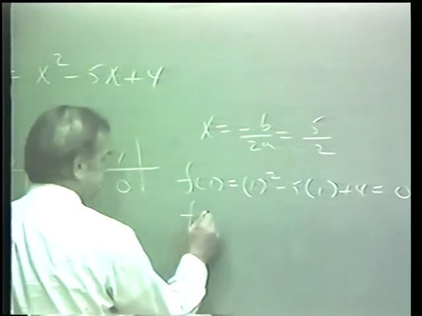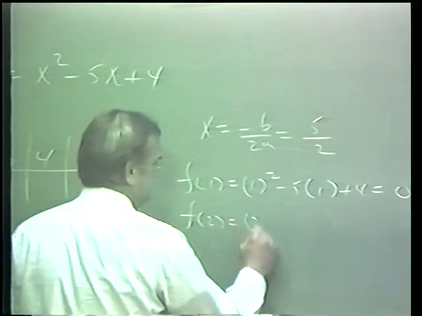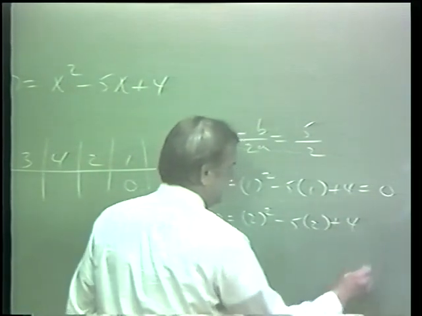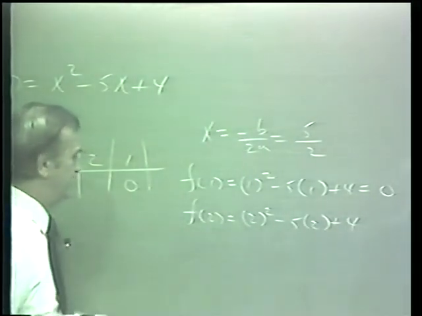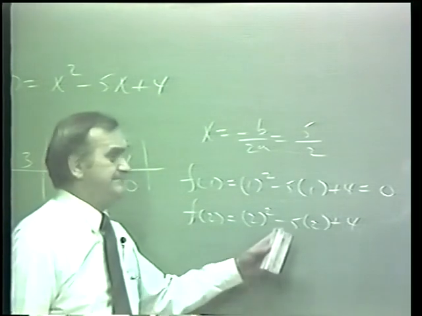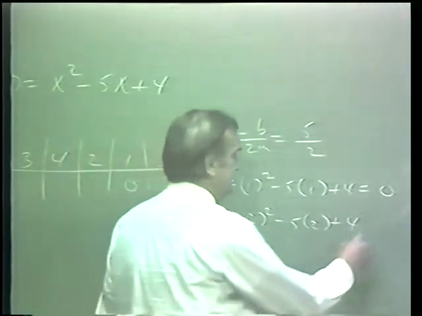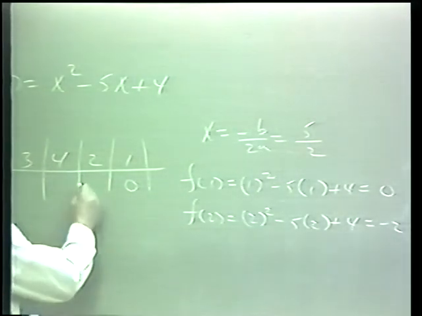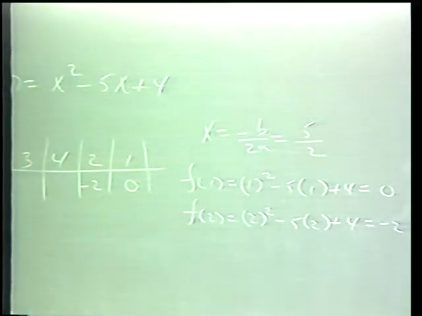f of 2. That would be 2 squared minus 5 times 2 plus 4. Well, that gives us 4 plus 4 is 8 minus 10. That gives us a negative 2. So f of 2 is equal to negative 2.